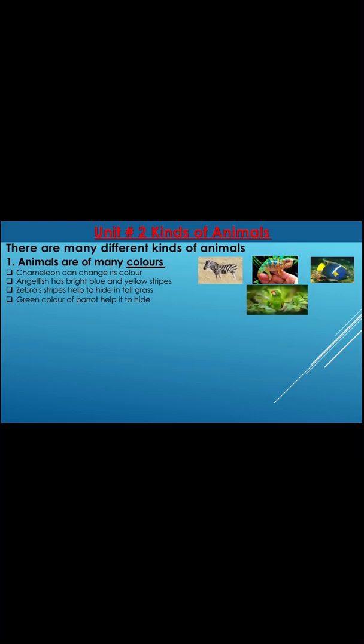The 5th characteristic is living things have babies. All living things have babies which grow big and look like their parents. You can see in the picture baby gorilla with mother, joey with kangaroo, calf with mother cow. So all the babies look like their parents. Now I hope you understand all the characteristics of living things. Now come to unit number 2.